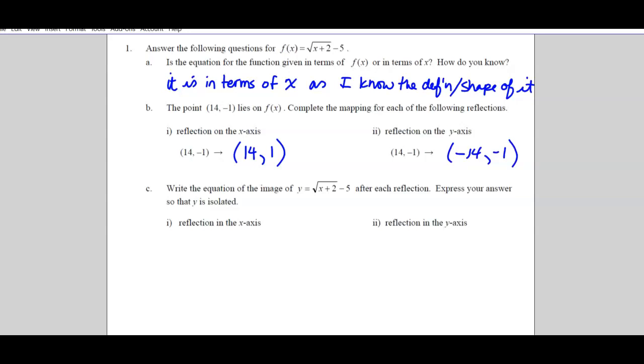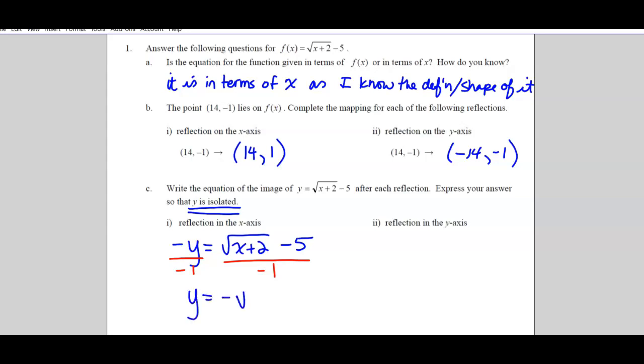Write the equation of the image after each reflection, and then solve for y. So in general, reflection in the x-axis changes the sign of y. So I replace y with negative y, and then with y being isolated, just always be careful. Divide everything by negative 1. So that's going to be a plus 5 outside that.